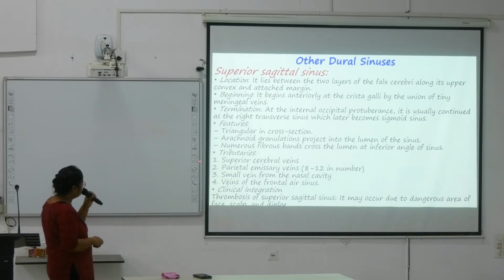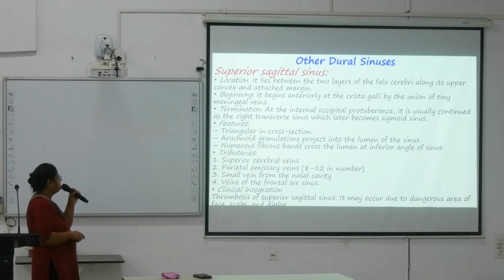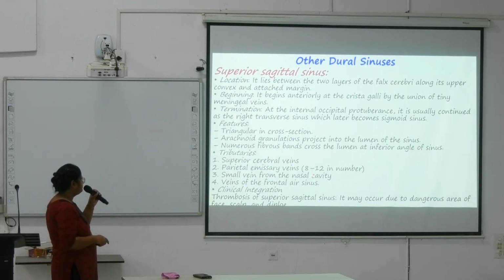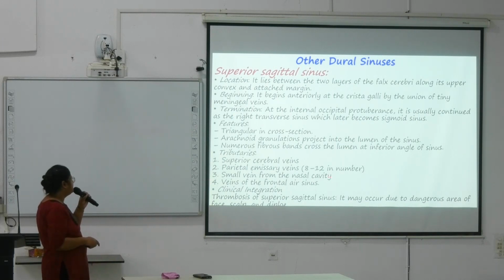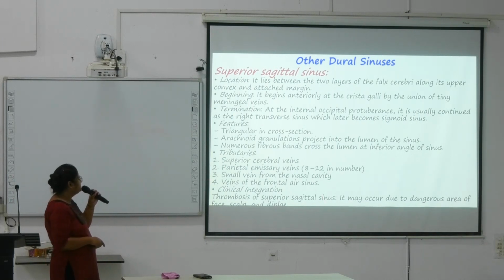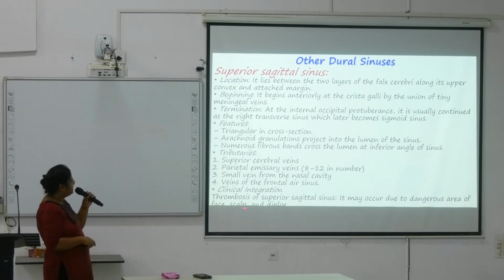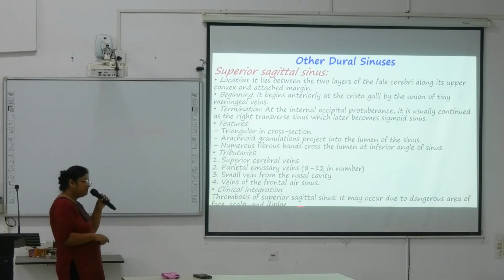These are the tributaries: superior cerebral veins, parietal and diploic veins, 8 to 12 in number. Small veins from the nasal cavity, veins of the frontal air sinus. These are the clinical aspects: thrombosis of the superior sagittal sinus. It may occur due to infection of the dangerous area of the face, scalp, and diploe. Okay, it has connection with these areas.